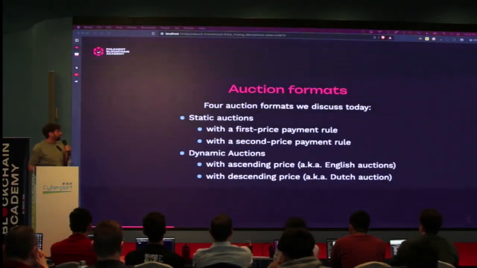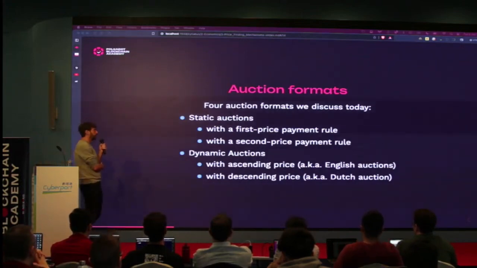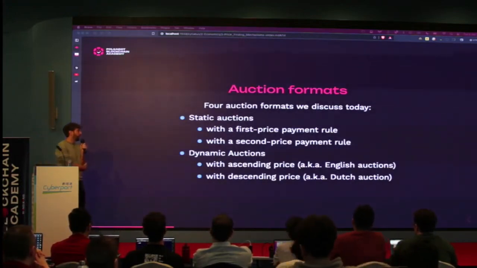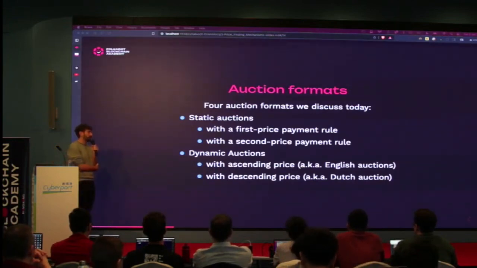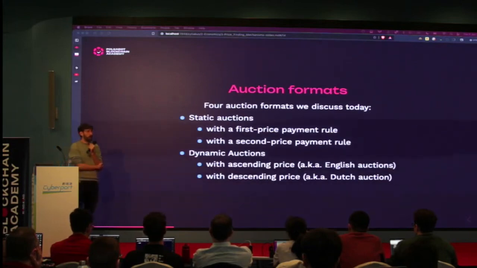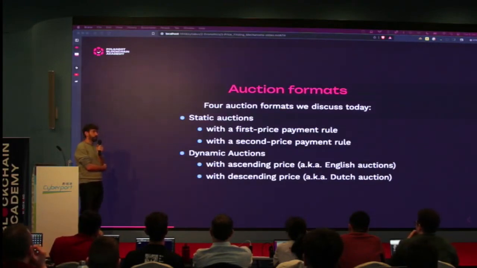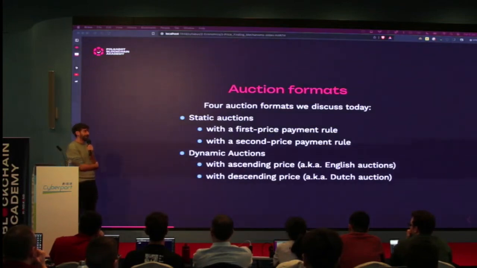So we will be discussing 4 auction formats today: the static auctions with a first price payment rule and with a second price payment rule, and then the dynamic auction with ascending price, which is the English auction, and with descending price, the Dutch auction. Who has heard of the Dutch auction? Okay, a few, nice. And the English auction? Okay, probably, yeah, a little bit more. Who knows the first price payment rule? Okay, and the second price payment rule, I guess also not.